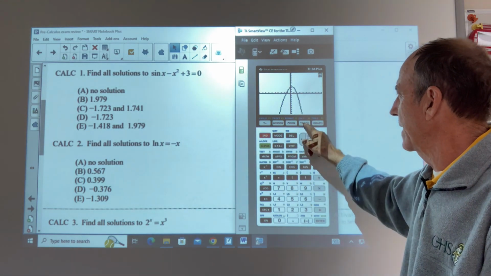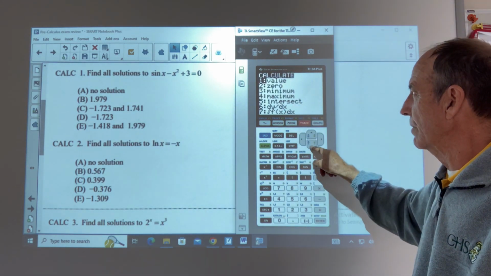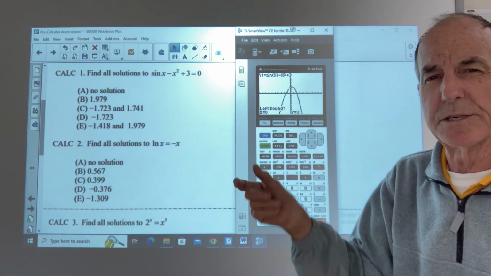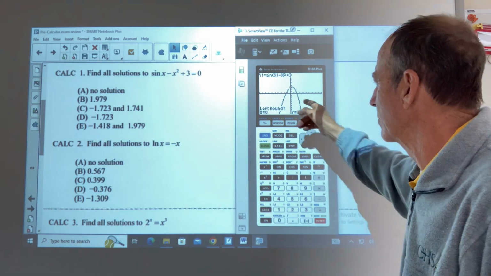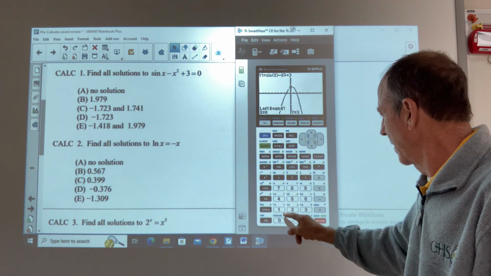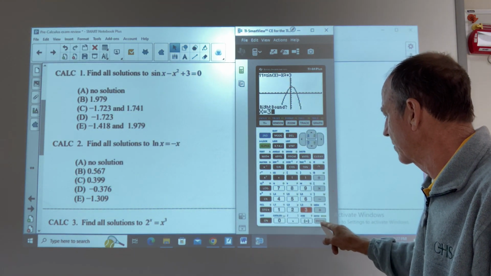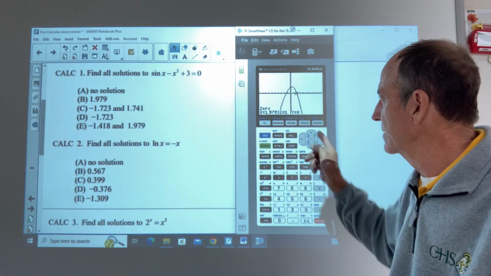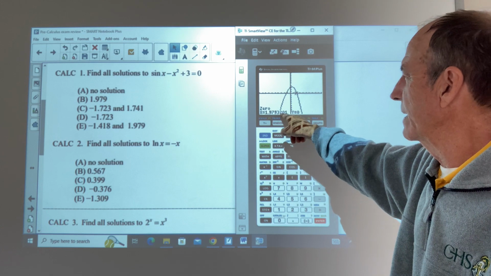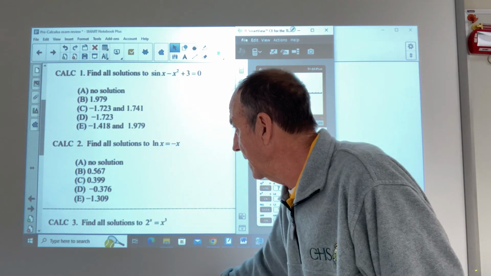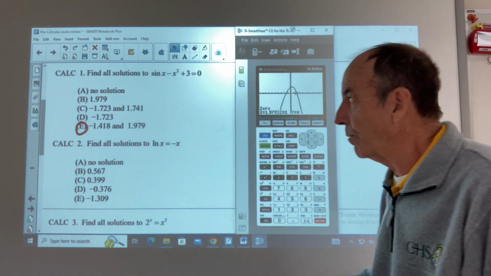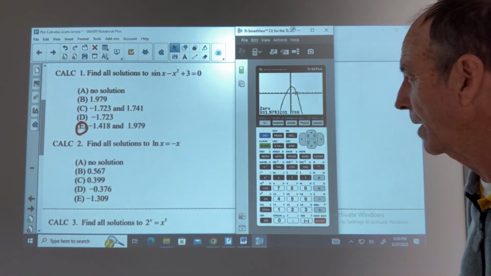This solution looks like it's between 1 and 3. So second trace allows me to find those zeros, and I need to enter in the numbers on either side of the 0, like 1 and 3. It doesn't have to be 1 and 3, it could be 0 and 7. But I'm just going to go 1, enter, 3, enter, and then immediately enter again. If I see the word zero, that's the solution, 1.979. This is choice E is the answer. I don't need to chase down the second solution. If I wanted to, I could, but I don't have to for this problem.